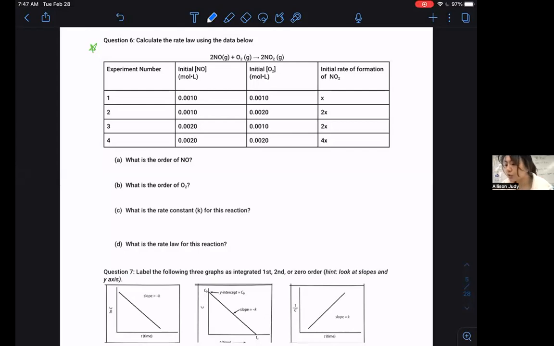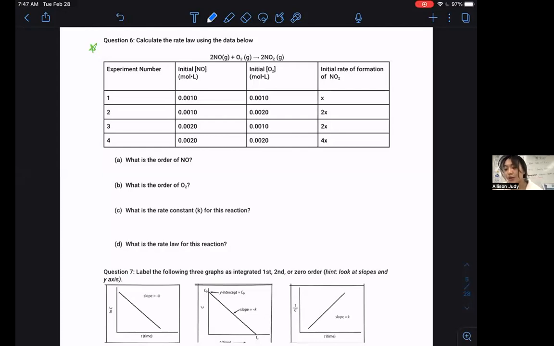So for our conceptual, we're going to practice determining the reactant order for individual reactants in a chemical reaction. Calculate the rate law using the data below. We're given a bunch of experimental data, which, by the way, rate law can only actually be determined through experiment. And what we're given is the initial concentration and therefore the initial changes in concentration.